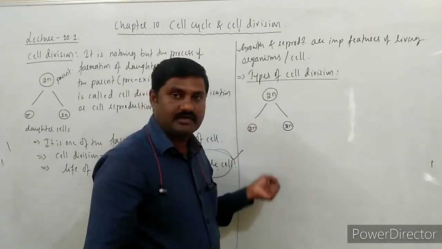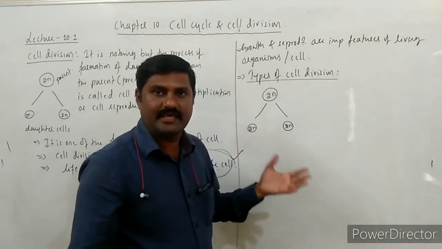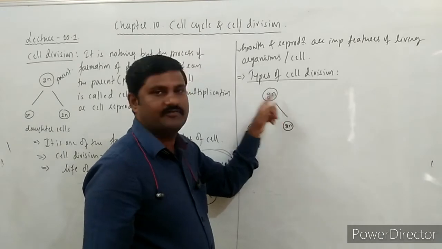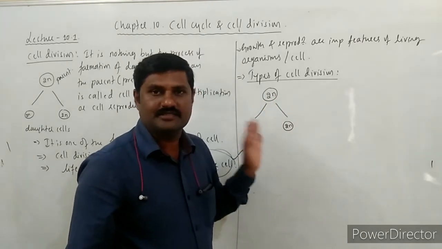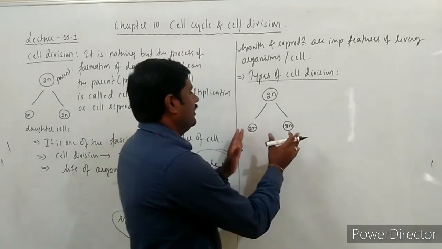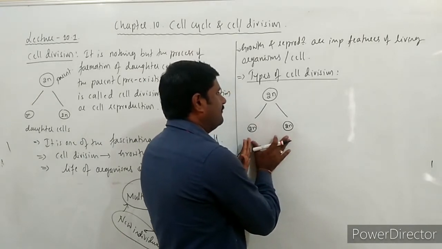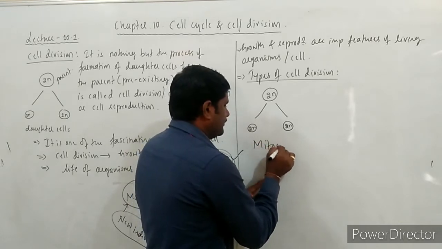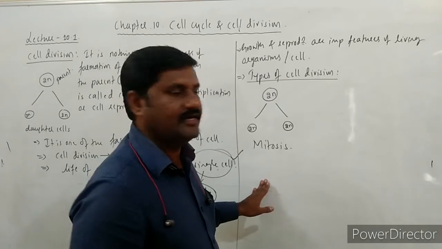These cells are also growing themselves. They grow and once again they can multiply themselves. So this is the characteristic feature of parent cell. The same characters are there with these two daughter cells also. Is it clear? Now it is very clear to you all, right? So this is one type of cell division. This is called as mitosis or mitotic cell division.